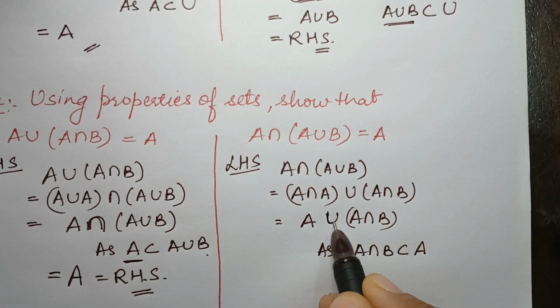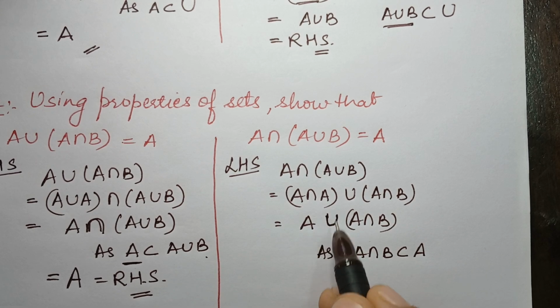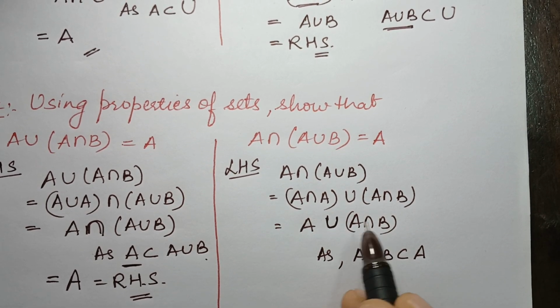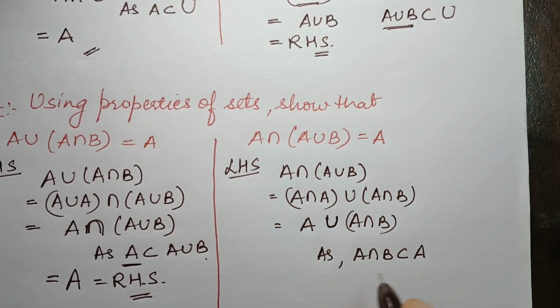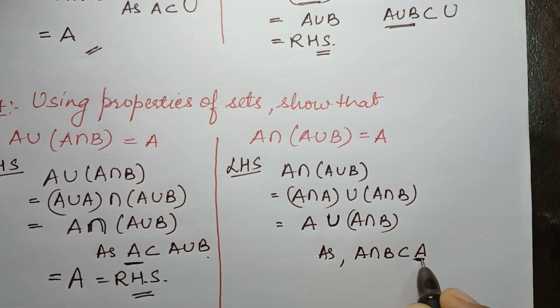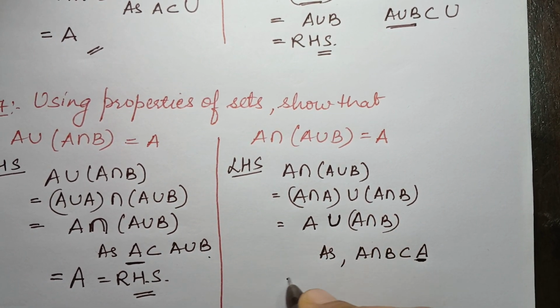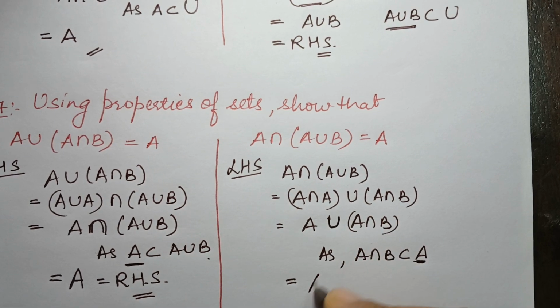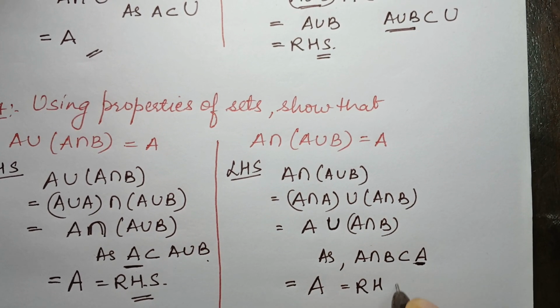Union means the bigger set out of these two, intersection means the smaller set. So out of these two, what is the bigger set? If A intersection B is contained in A, it means this is smaller and this is the bigger set. So union will be the bigger set. The bigger set is A here. So this is equal to RHS.